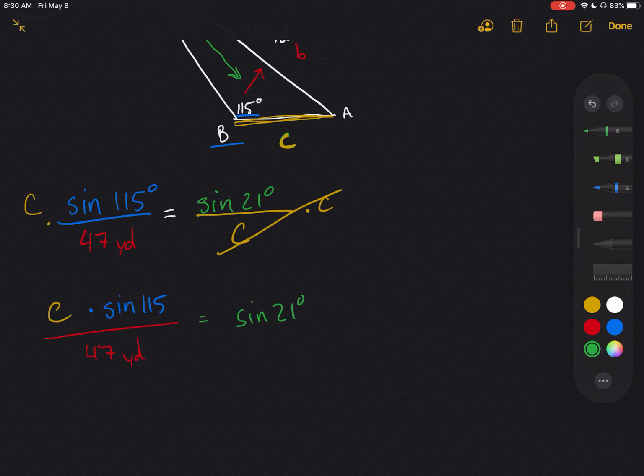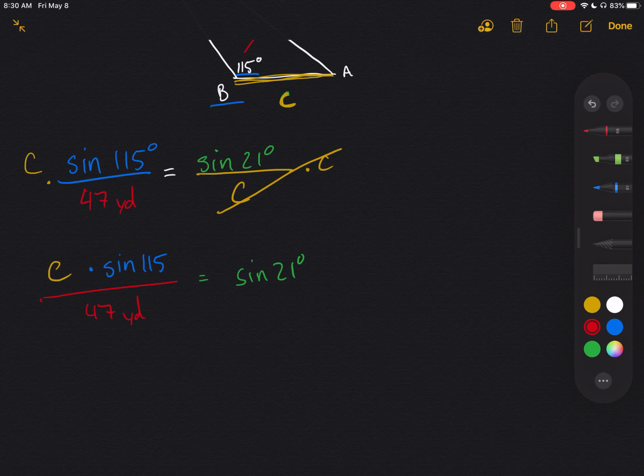Okay, now I'm trying to get C by itself. To me, the next move is I'm going to multiply both sides by 47 yards. This cancels out 47 yards on the left, moves it to the right. So now I'm left with C times the sine of 115 is equal to the sine of 21 times 47. And I should point out that you're not taking the sine of the 47. I know it sounds like it, but it's the sine of 21, which is a number, times 47.